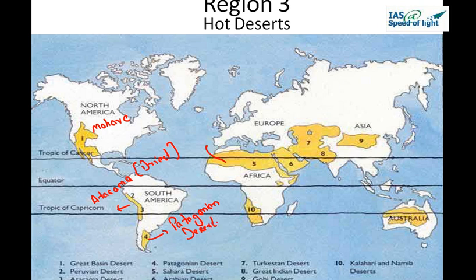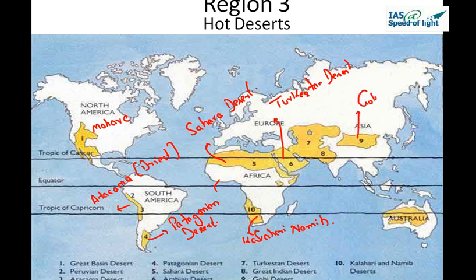Then you have the world's biggest Sahara Desert of Africa. Then you have Kalahari and Namib Desert. Then Arabia, you have Turkestan Desert. You have Gobi Desert. You have Thar Desert, the Great Indian Desert. And then you have the Australian desert.